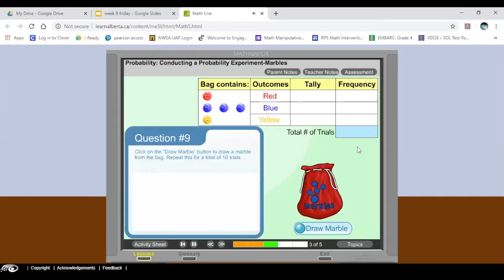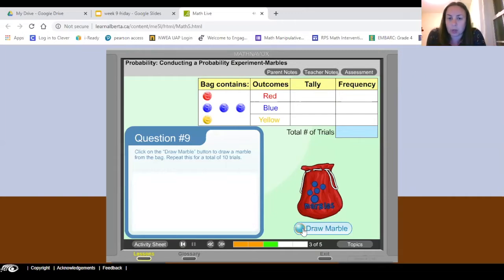Click on the Draw Marble button to draw a marble from the bag. Repeat this for a total of 10 trials. All right, so let's draw our marbles. Blue.